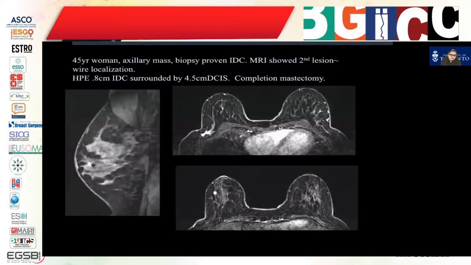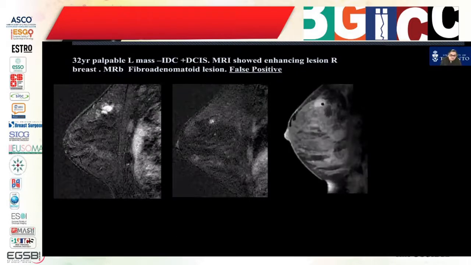Here is an example of a woman who had a biopsy-proven invasive ductal carcinoma, and she ended up having an MRI, which showed an additional lesion. And although this was a DCIS, she just decided to go ahead and have a mastectomy. So women do tend to choose mastectomy when you find additional findings.